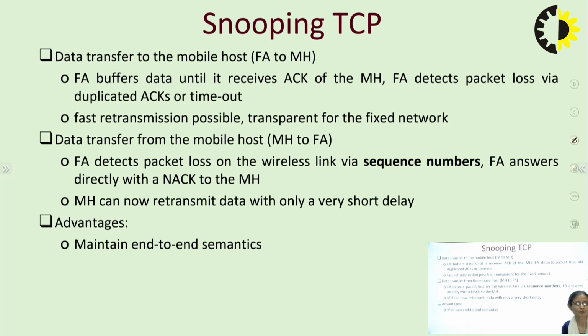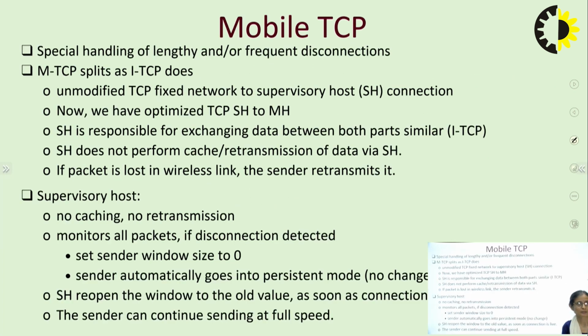Data transmission from mobile host, that is MH to FA. FA detects the packet loss on the wireless link via sequence numbers and answers directly with a NAK to the MH. MH can now retransmit data with only a very short delay. Advantages: it maintains end-to-end semantics in this case.